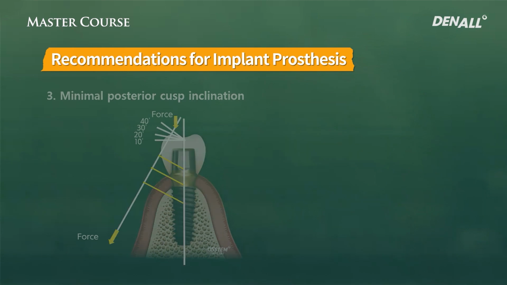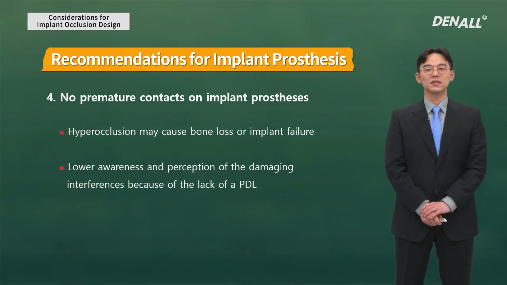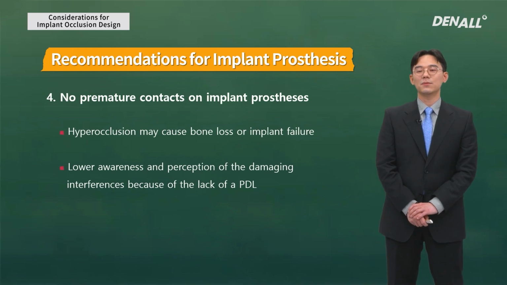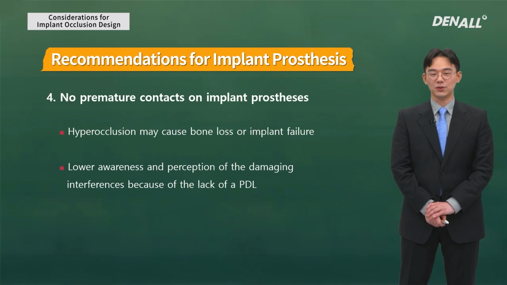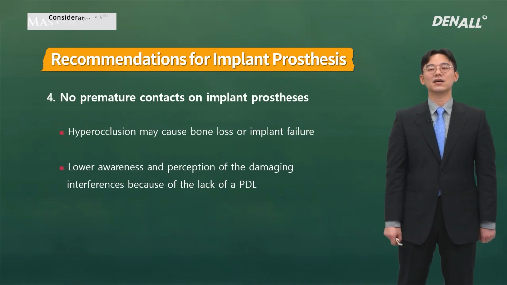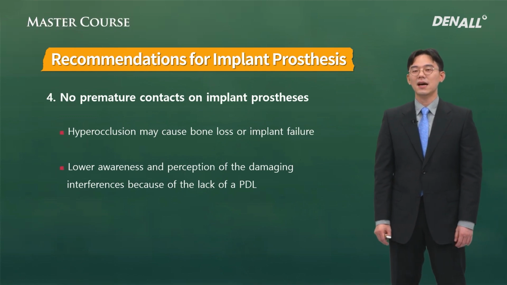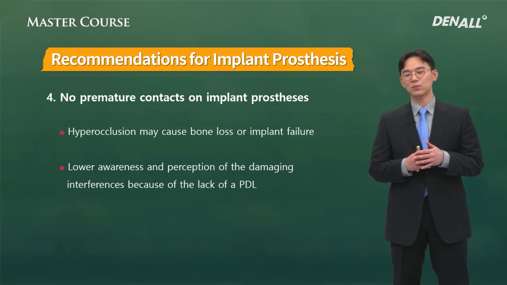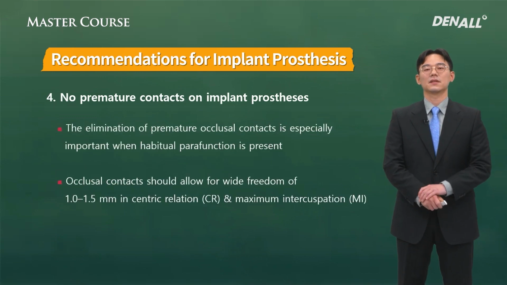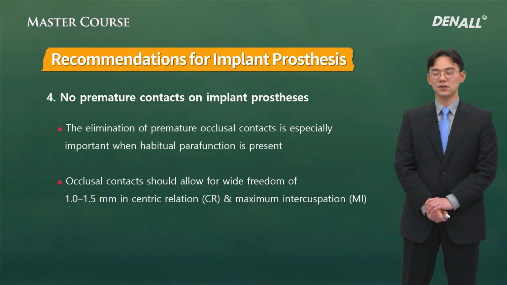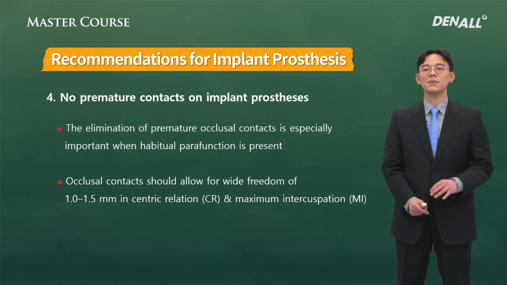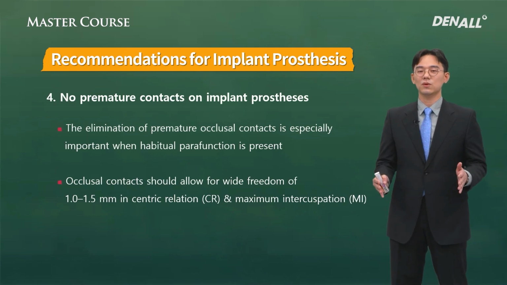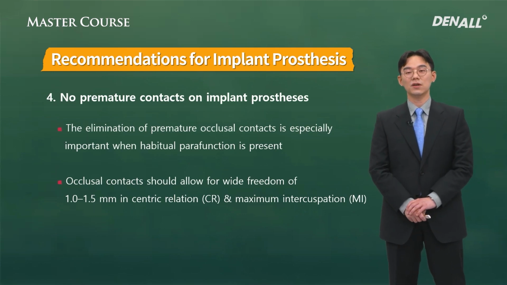Fourth, no premature contact zone in the implant prosthesis. Hyperocclusion may cause bone loss or implant failure. Implants are not as sensitive as natural teeth, so when a hazardous force is applied, the patient may not be aware of that. Especially for patients with parafunction, you need to detect and remove the premature contact. Closer contacts should allow for a wide freedom of 1 to 1.5 millimeter in CR.